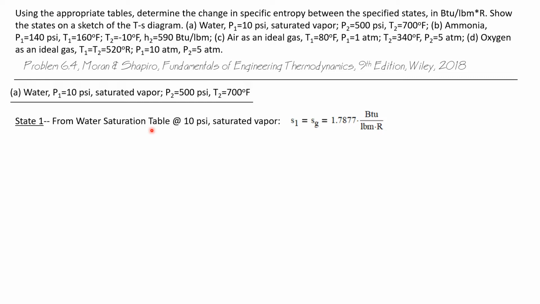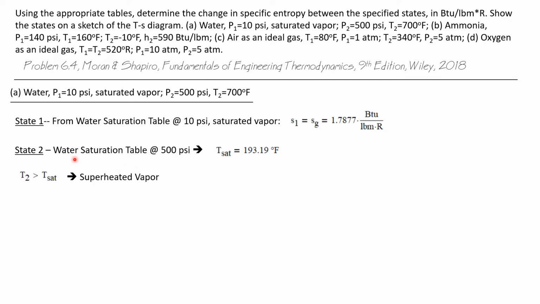We'll go to the water saturation table at 10 psi, and we're given that we have a saturated vapor. So the specific entropy of state 1 is just S sub G, and the table value for that is 1.7877 BTUs per pound mass R. Now state 2 will start out in the saturation table at 500 psi, and we'll see that the saturation temperature at 500 psi is 193 degrees Fahrenheit. But our temperature is greater than that. The temperature of this state is 700 degrees Fahrenheit. So that tells us that state 2 is a superheated vapor.